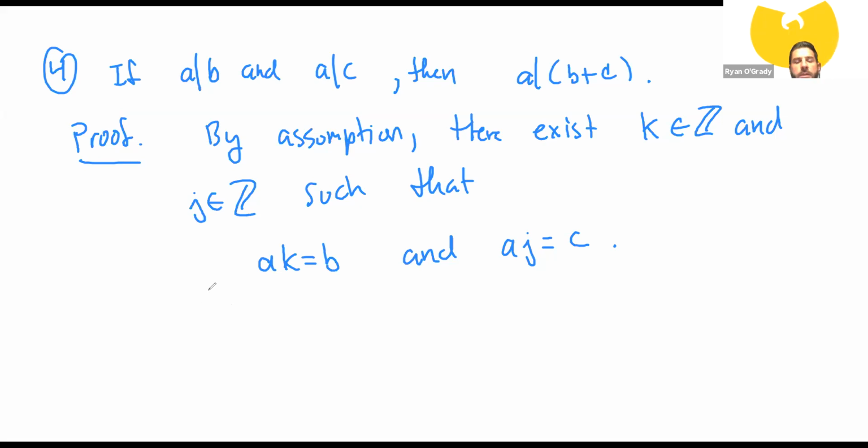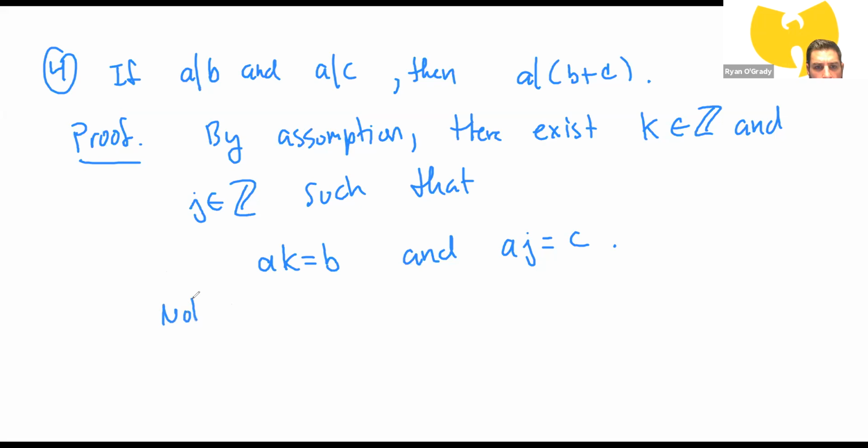So what our job is to do, that's our assumption, that's our if part. We need to show the conclusion is true. That's how we do a proof in this manner. And so now you just need to show that there's some integer times A that's equal to B plus C. Well, there's not much to this.